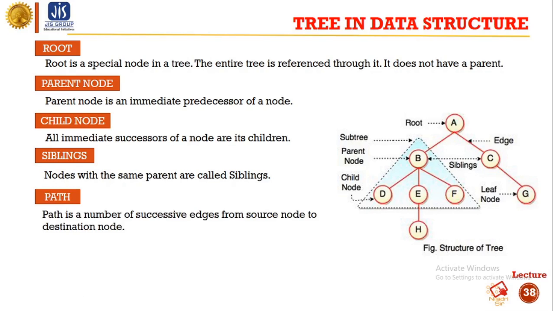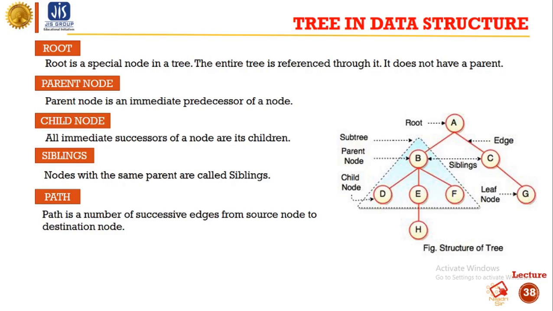Now, what is a path? A sequence of consecutive edges is called a path. A path is a number of successive edges from the source node to the destination node. In our example, suppose we want to move from A to H: A, B, E, H is a path. If you want to move from A to F, then A, B, F is a path.